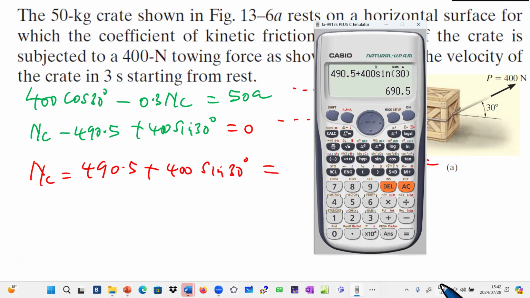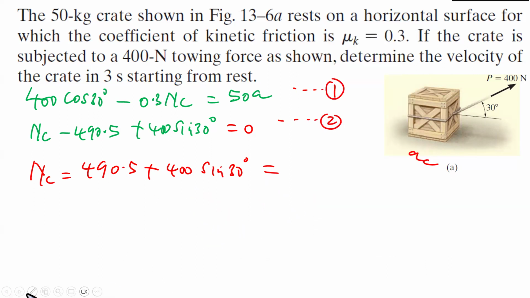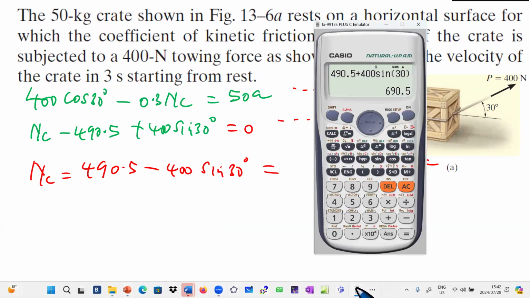And then what is the answer? It's 690.5. Okay, I lost you, apologies. So it's minus here. Just check. It's minus here, because if you transpose, this is positive and this is going to be negative. Apologies, I lost you, so I did not realize it. I think it's the network sometimes. Forgive me if I lose you.